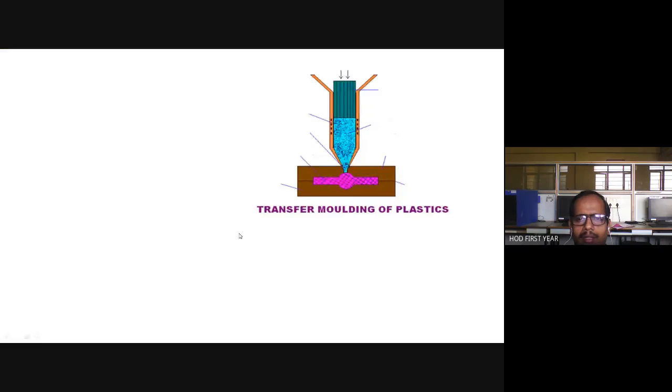Next method is transfer molding. Okay. Now transfer molding is applicable to which type of resin? Can somebody tell me?